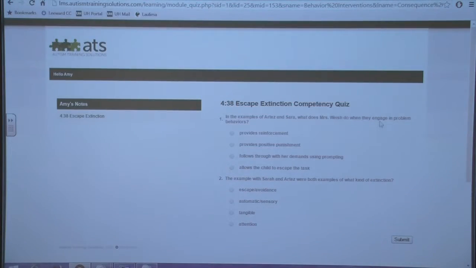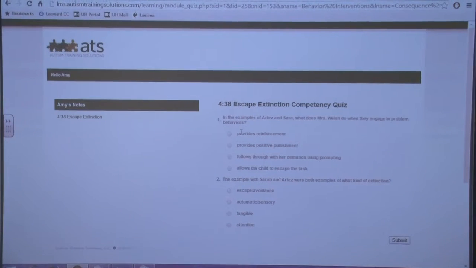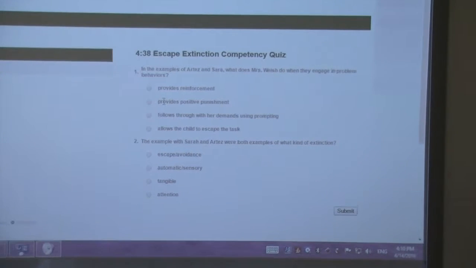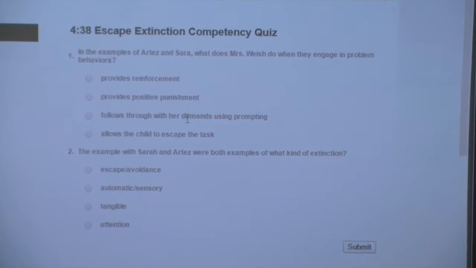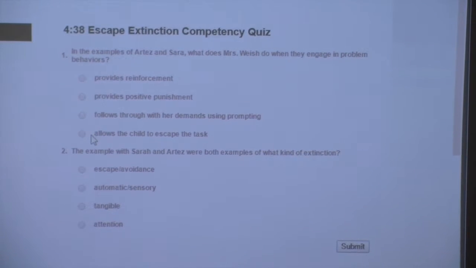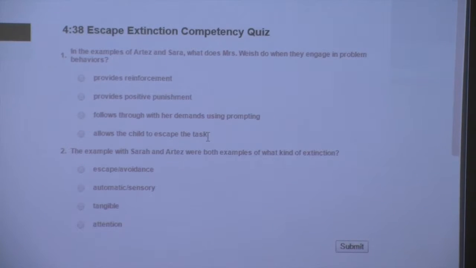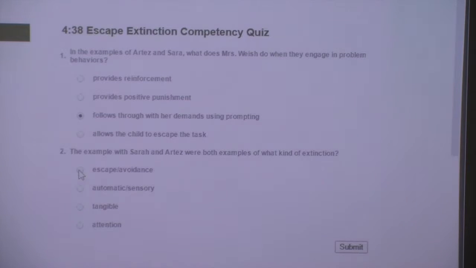In the examples of Artez and Sarah, what does Miss Wish do when they engage in problem behaviors? Provide reinforcement, provide positive punishment, follow through with her demands using prompting, or allow the child to escape the task. The examples of Sarah and Artez were both examples of what kind of extinction? Escape extinction.